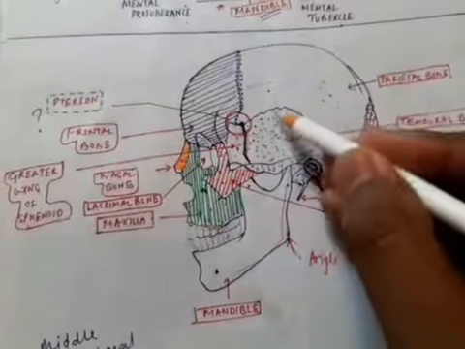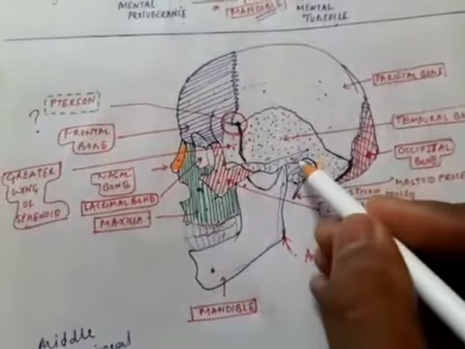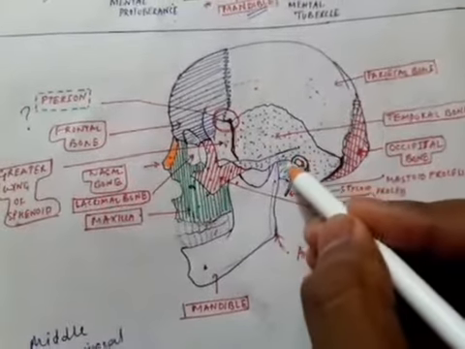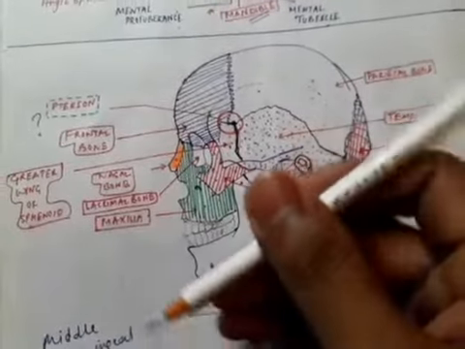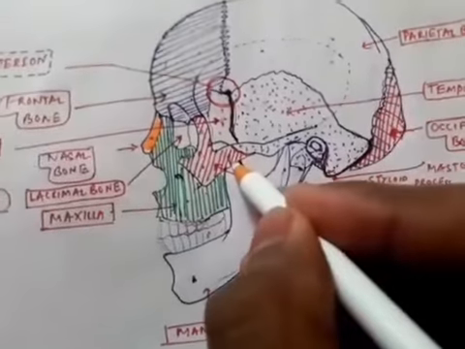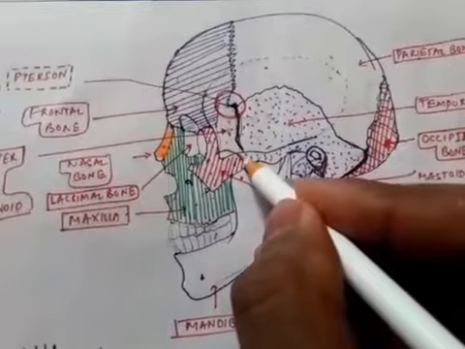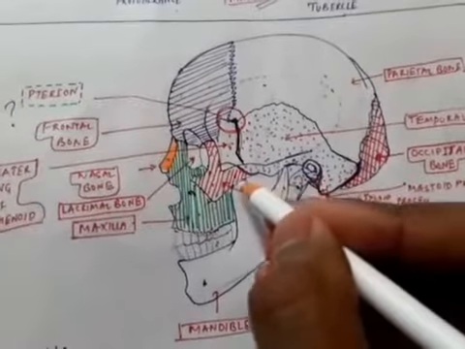Second is the zygomatic process. What is it? It is an anterior bony projection from the lower surface of the squamous part of the temporal bone that initially projects laterally and then curves anteriorly to articulate with the temporal process of the zygomatic bone. See here, it has been articulated here, and this articulation forms the zygomatic arch.